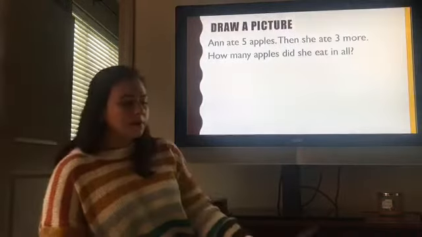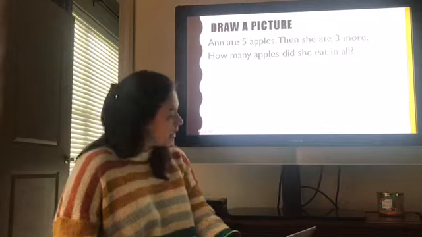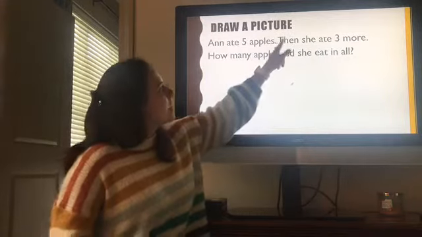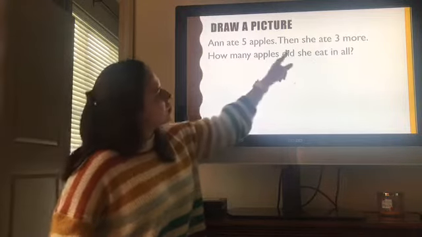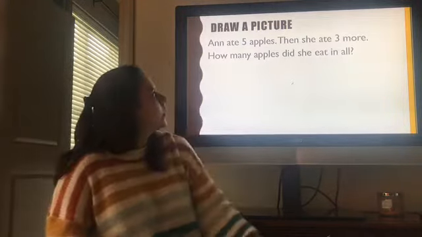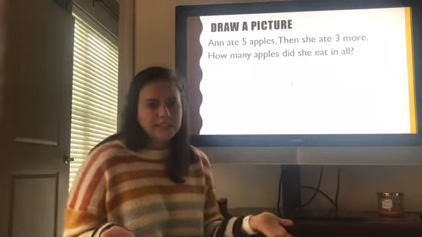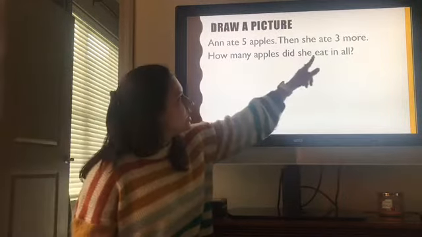So first thing we're going to do is read the problem together. Anne ate 5 apples. Then she ate 3 more. How many apples did she eat in all? So we have to think about first, what is the question asking us? It's asking us how many apples did she eat in all?